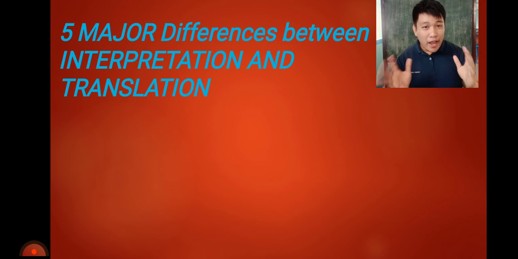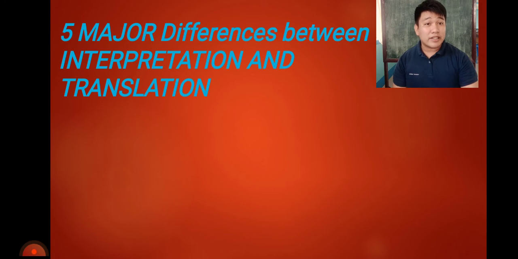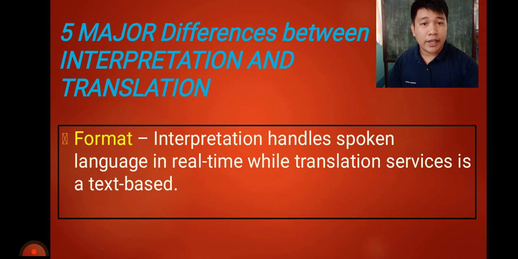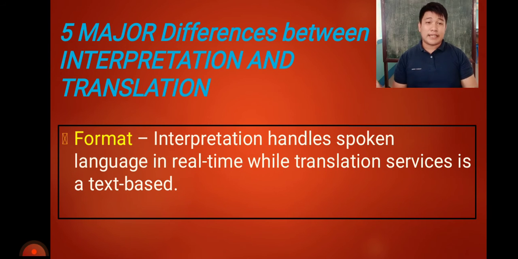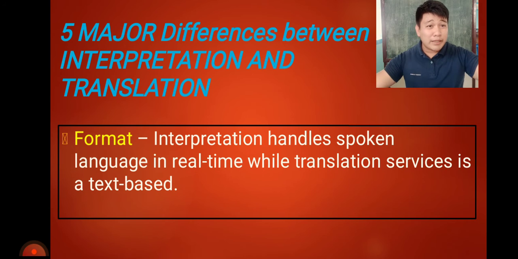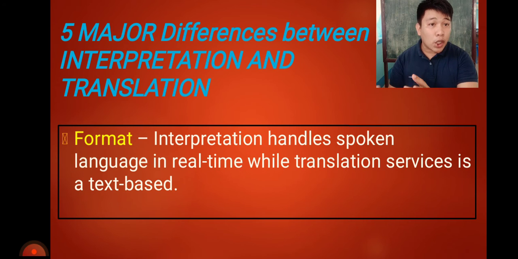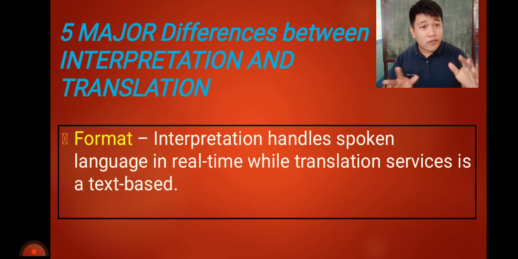There are five major differences between interpretation and translation. First is format. This is what I said a while ago. The format of interpretation is in real time, on the spot. It can be a huge meeting, a huge congregation, a big event. As you saw a while ago during the Miss Universe Q&A, the Vietnamese girl answered in the Vietnamese language, then there was a translation into English. That is interpretation. Translation services are text-based, which means it is written.